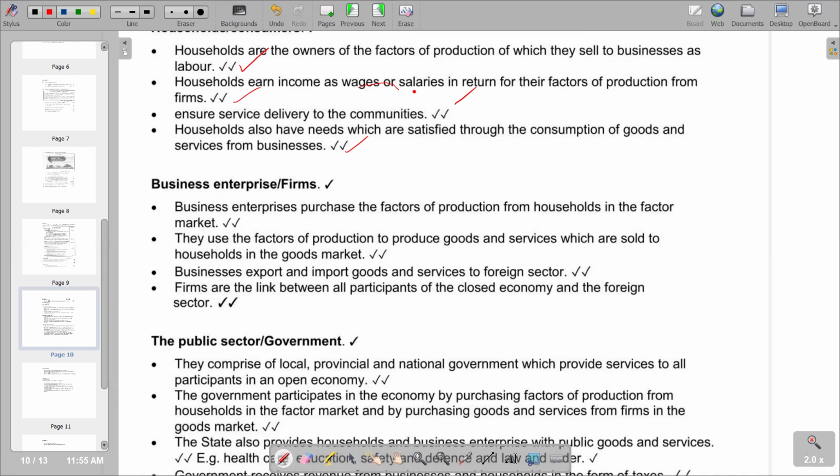Then business export and import goods and services to the foreign sector. So there's an interaction that is coming up again between the businesses and the foreign sector, whereby in the form of exports, the businesses sell outside the country, and then in the form of imports, the businesses are buying from outside the country. So that's the interaction that exists there.